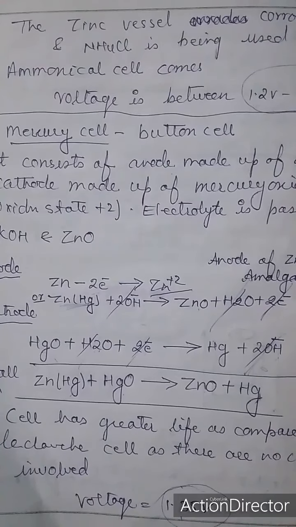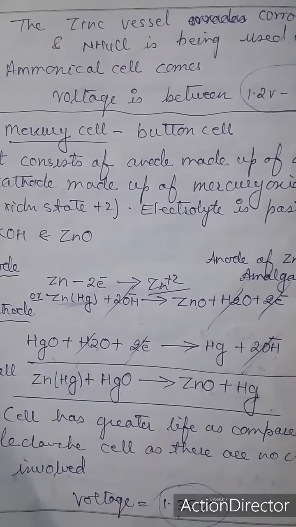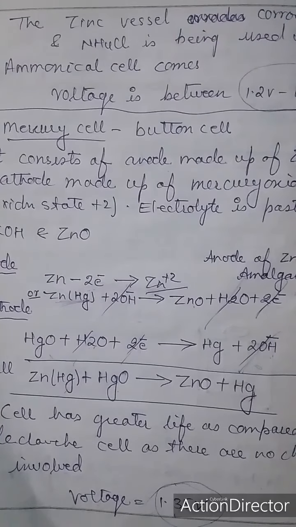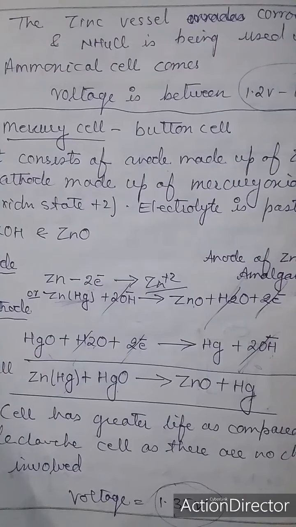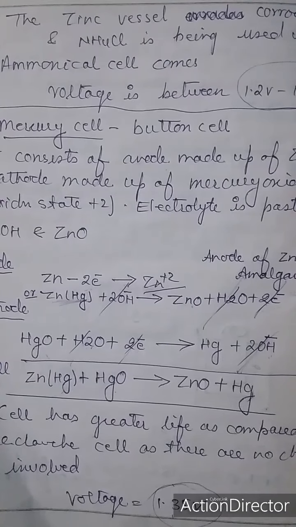This cell has greater life as compared to Leclanche cell, as there are no changes involved, and the voltage is 1.35 volts.